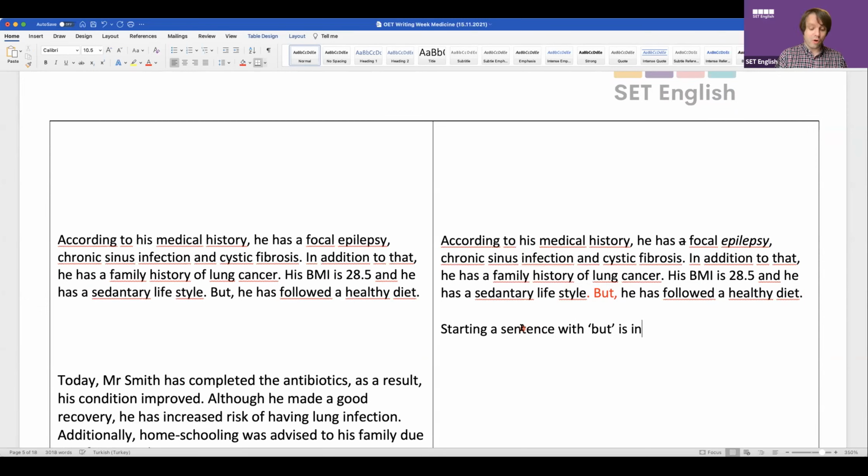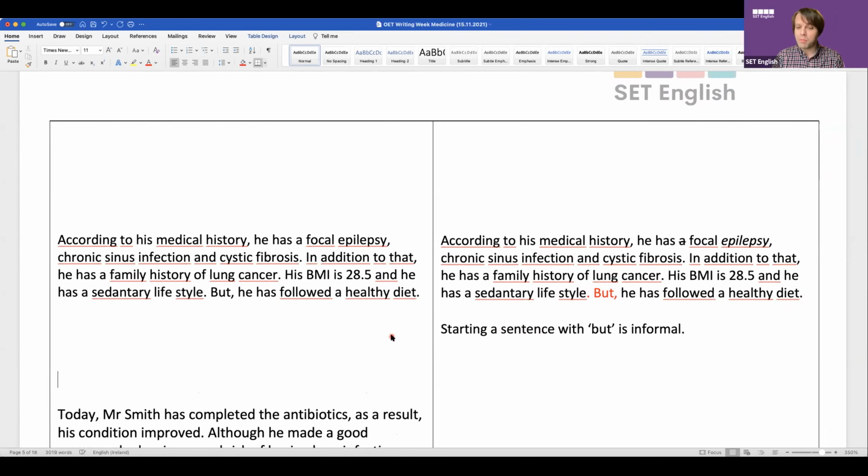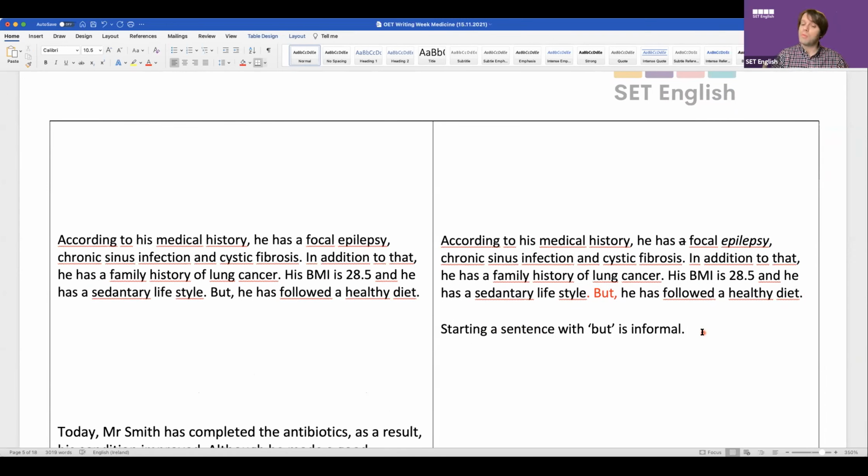Well, it's informal to do that, right? It's the kind of thing you do in a text message or in an informal email. You don't do it in a formal medical letter, okay? And anyway, Paul has done loads of work on using contrast. So why not use contrast? Let's rewrite this sentence, guys.